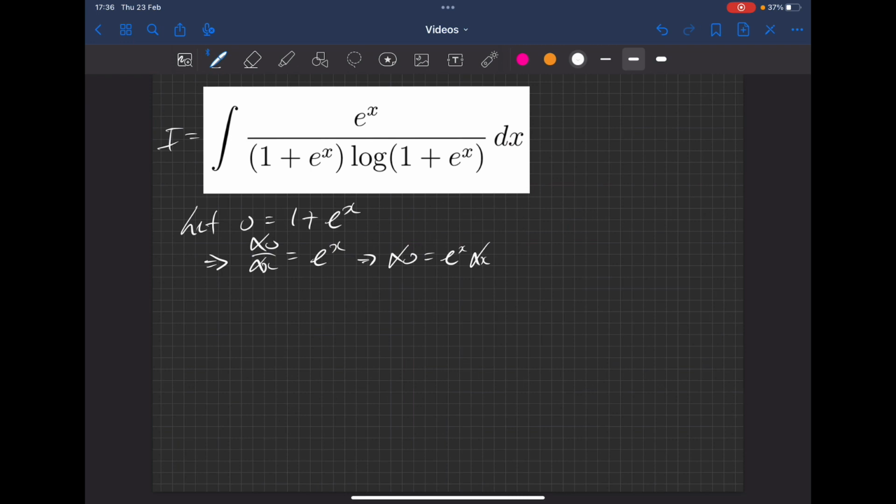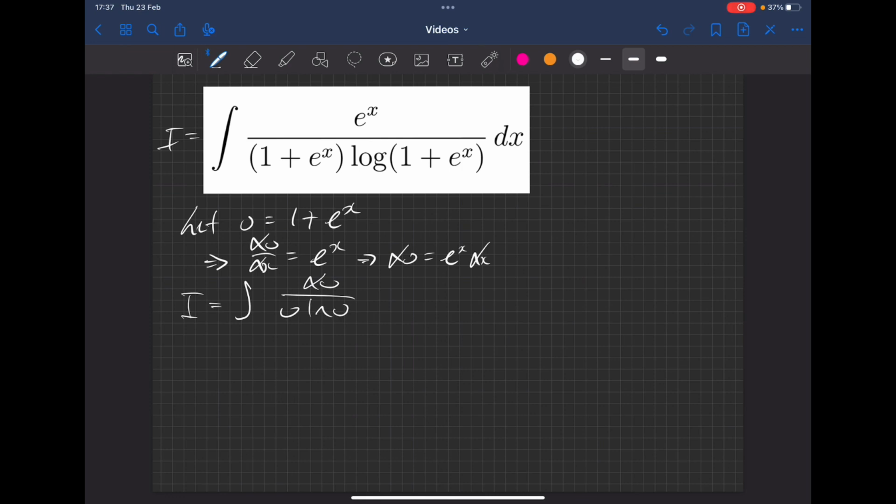So let's replace our x's with our u's. So our integral is equal to, well, the top is gone. That's going to be our du. And the bottom then, this thing is going to be just u, and this is log of u. So altogether, we've got du over u log u.